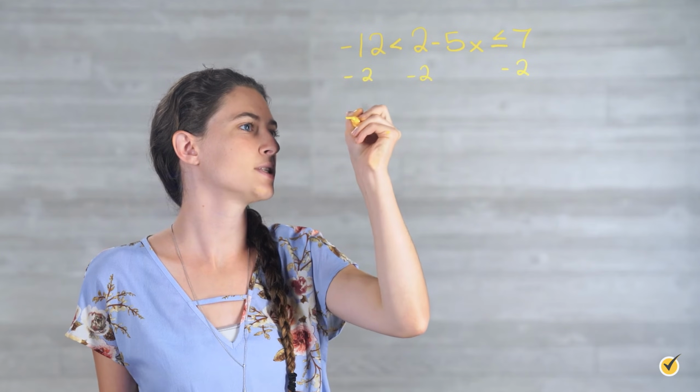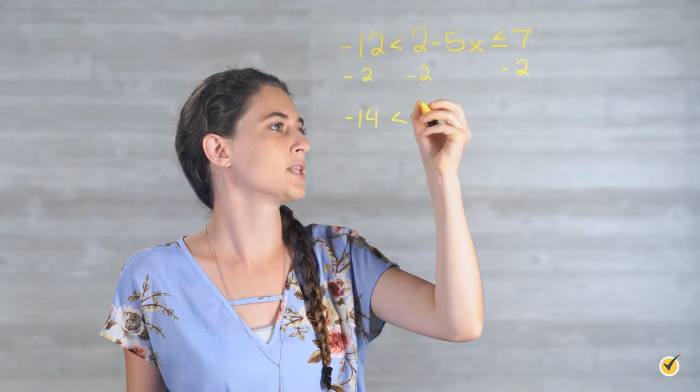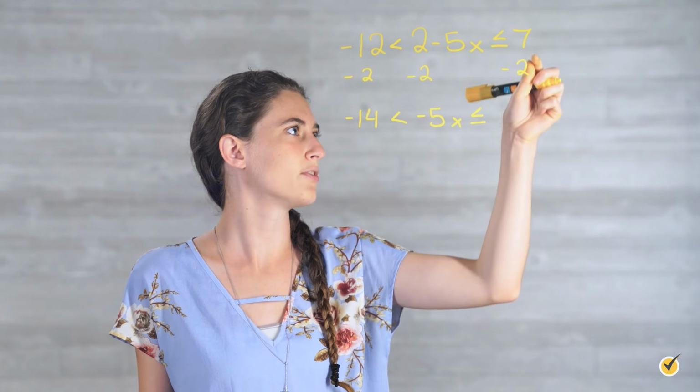Negative 12 minus 2 is negative 14. The 2's cancel out, and we're left with negative 5x. It's less than or equal to 7 minus 2, which is 5.